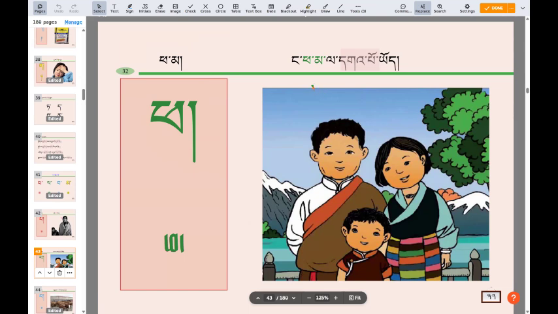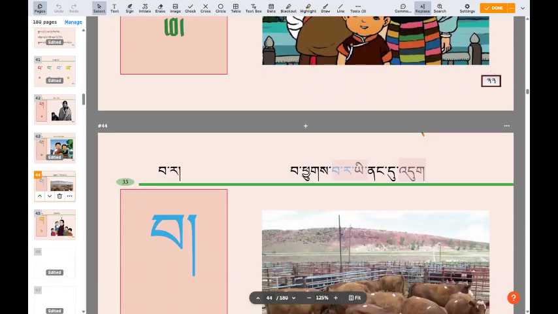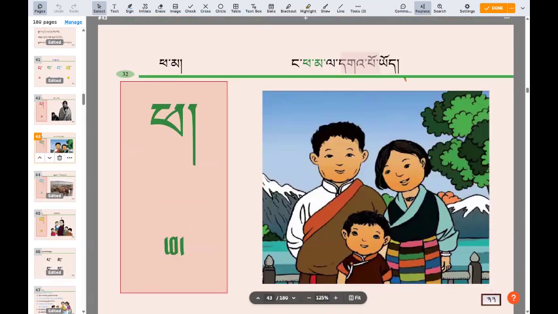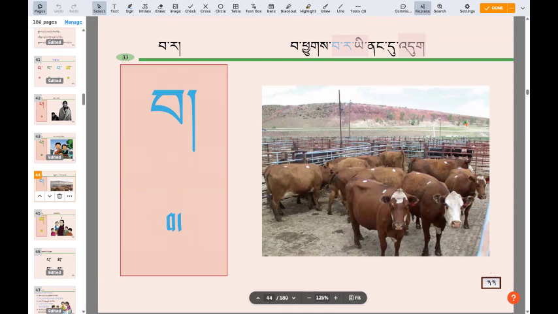In English, you usually would say something like, I like my parents. But in this case, we're not using my. We're saying nga, I, pama, parents, la, gawo, liking, yö, having. I have a liking for parents. I like parents. But in English, you would usually say, I like my parents. So I'll just say it again. Nga pamala gawo yö. I like parents. I like my parents.